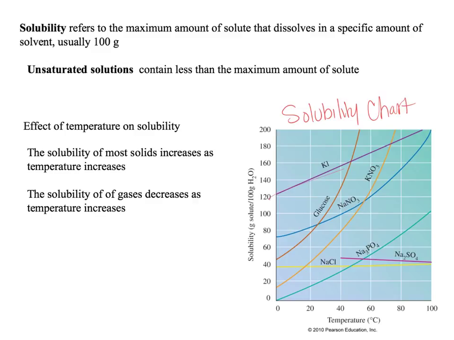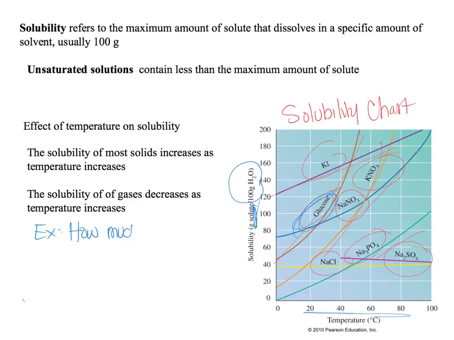Okay, so on my solubility chart, I have lots of different lines for all different substances. You can see what the substances are. Most of them are ionic. Some, this guy right here, sugar, is not. A solubility chart tells you the amount of solute, typically grams of solute, that you can get to dissolve in a particular amount of solvent, at a given temperature, temperature being down here on the x-axis. So for instance, the question might be, how much sodium chloride will dissolve in 100 grams water at 50 degrees Celsius.